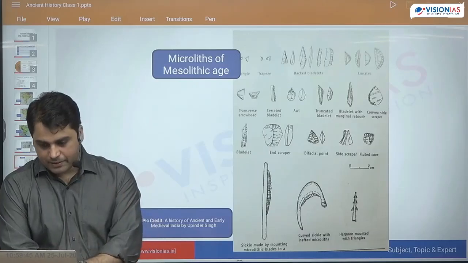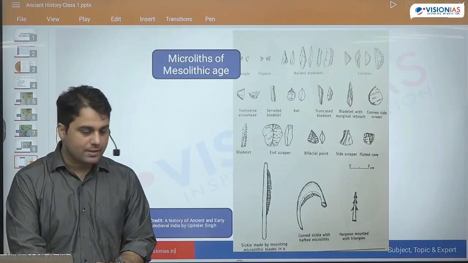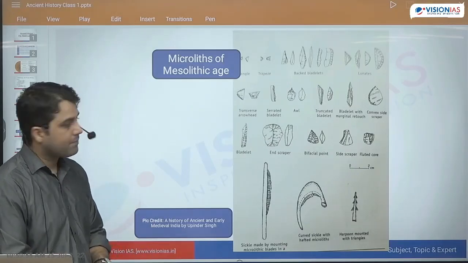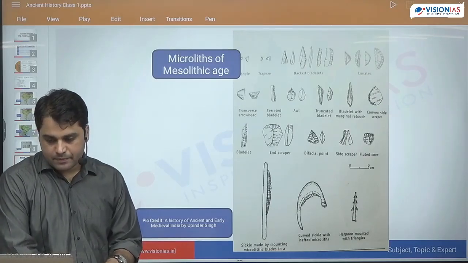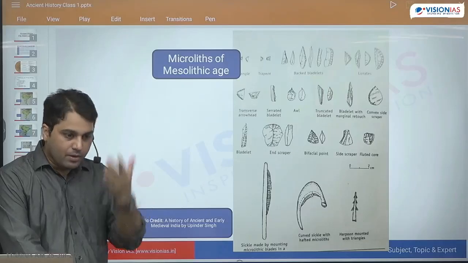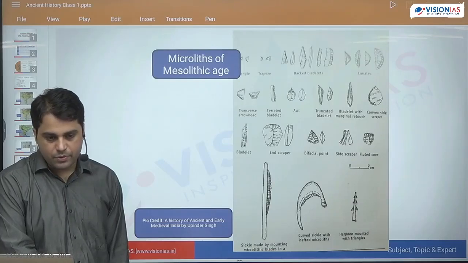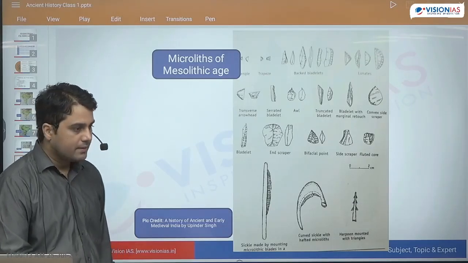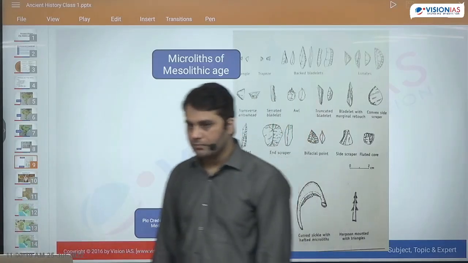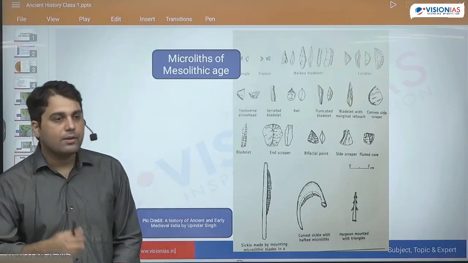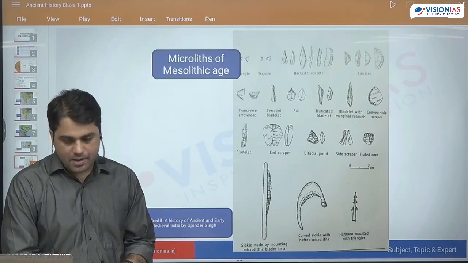So anyways, write down a few things here. This age is marked by the use of microliths, smaller and finer stone tools used for hunting of animals.